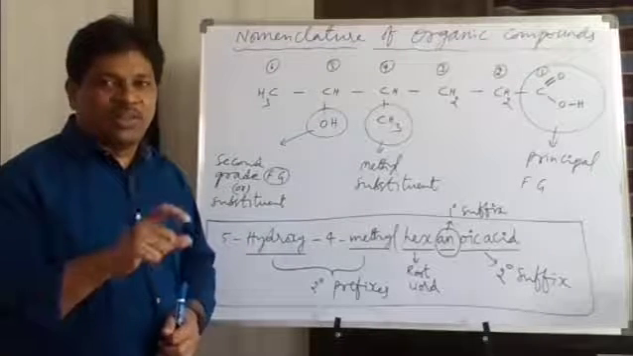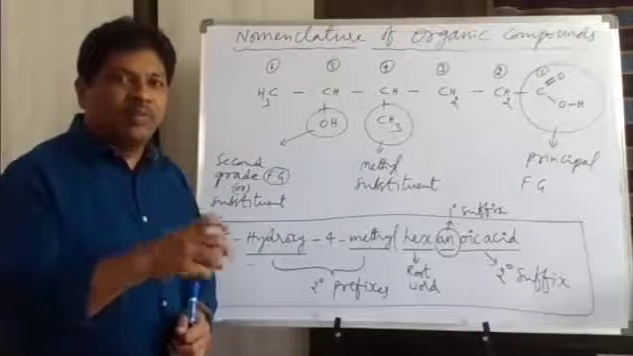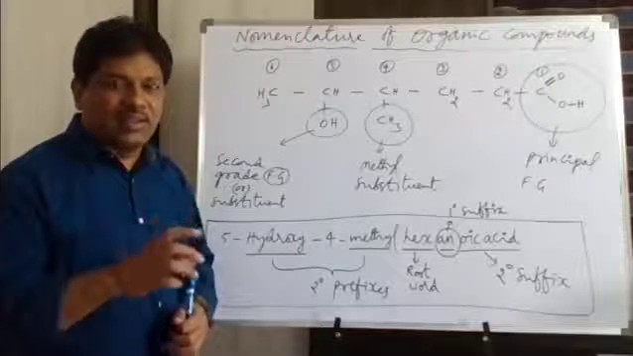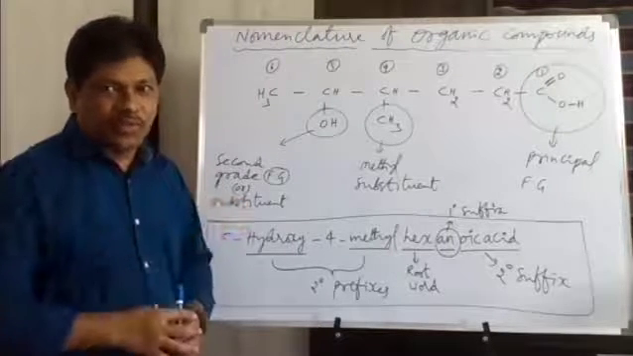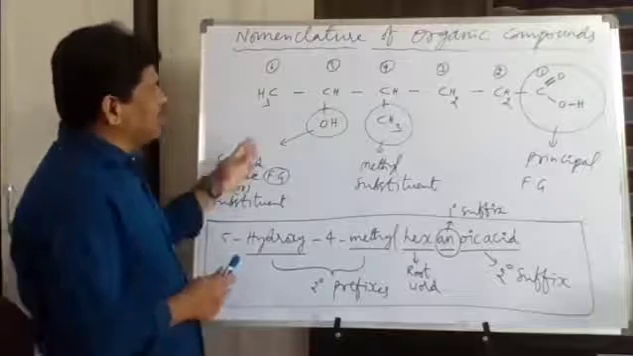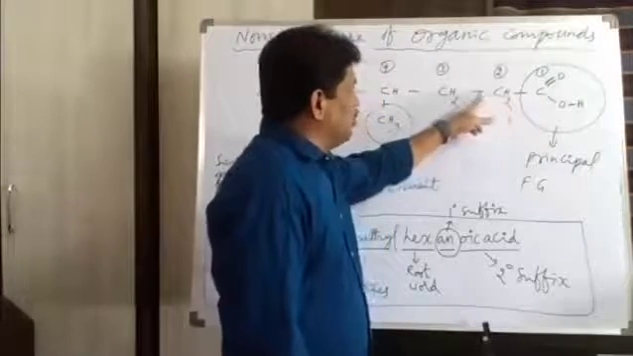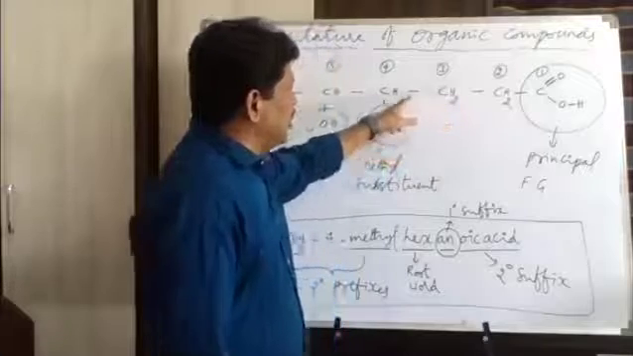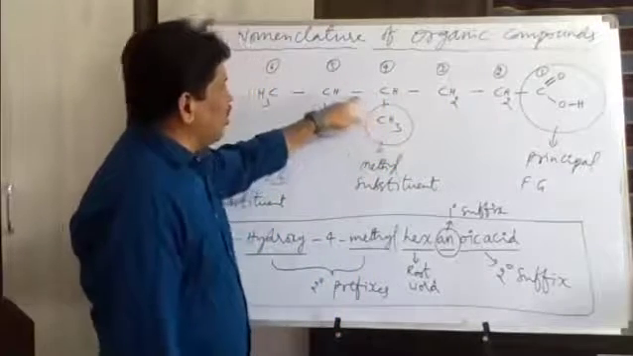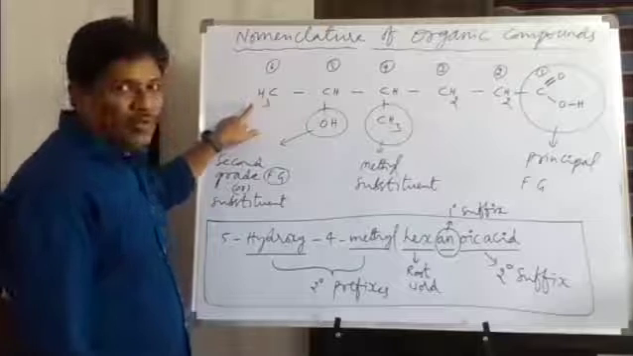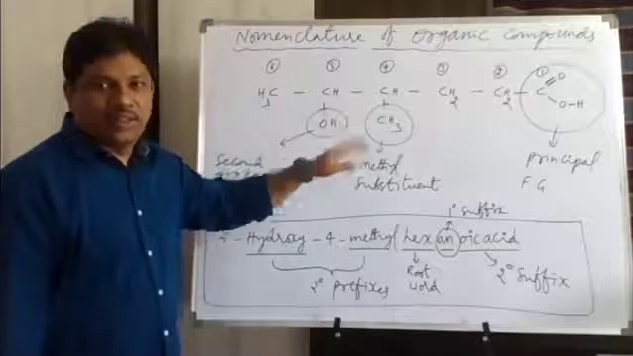And what is the prefix? The name written before the word root is called the prefix. And the suffix is written after the word root. Okay, so let's take one more example: COOH-CH2-CH2-CH3-CHOH-CH3. So one organic compound is given; the structure is given to you.